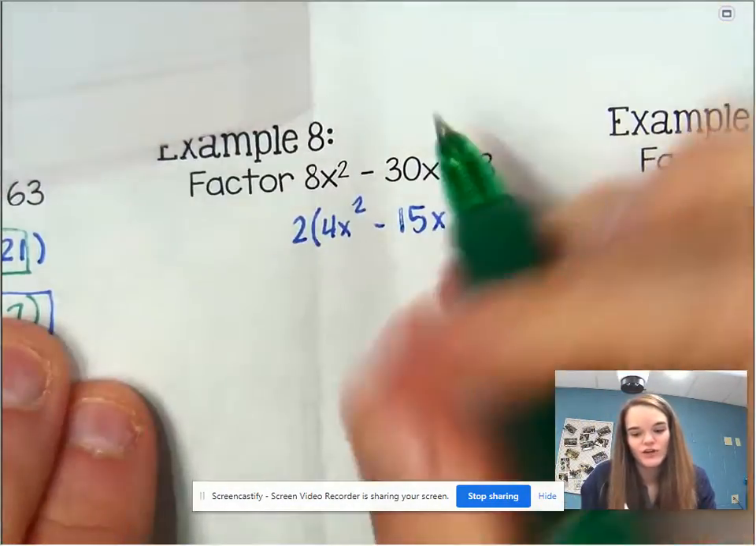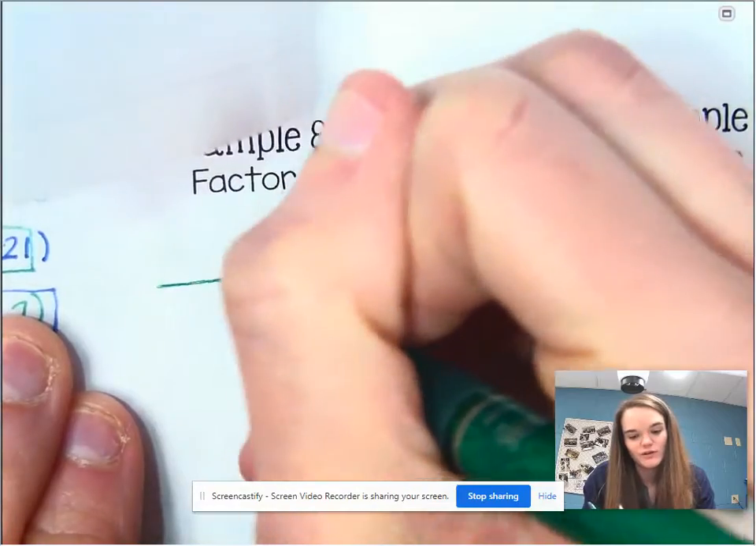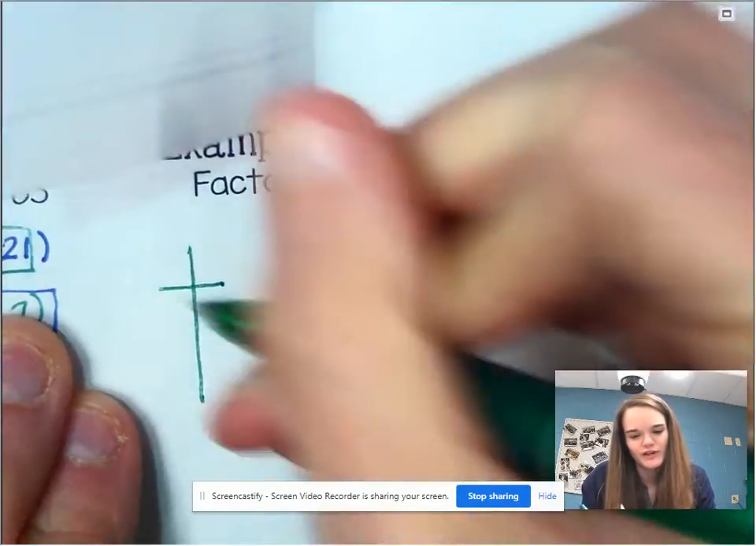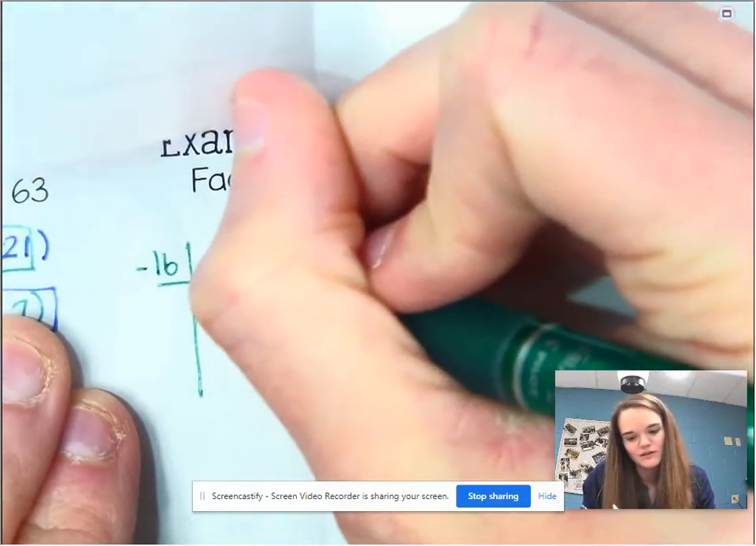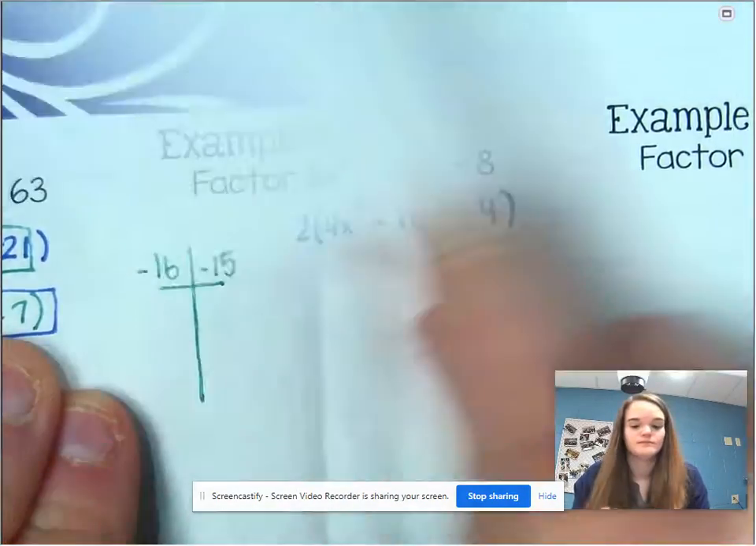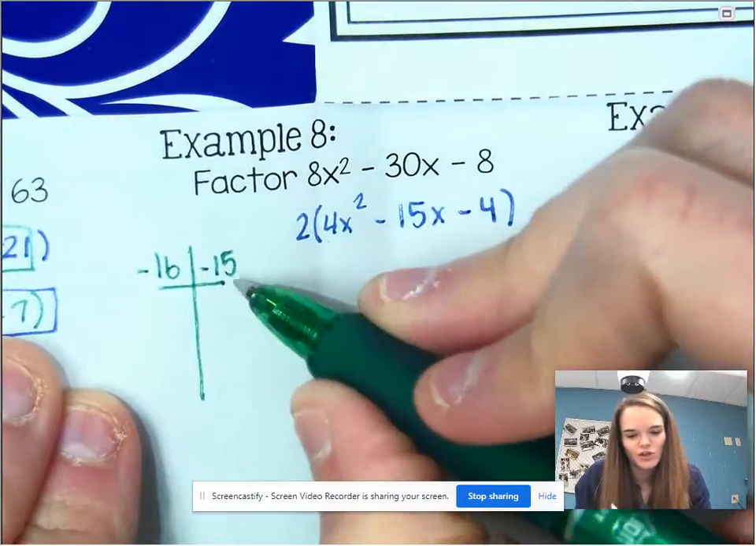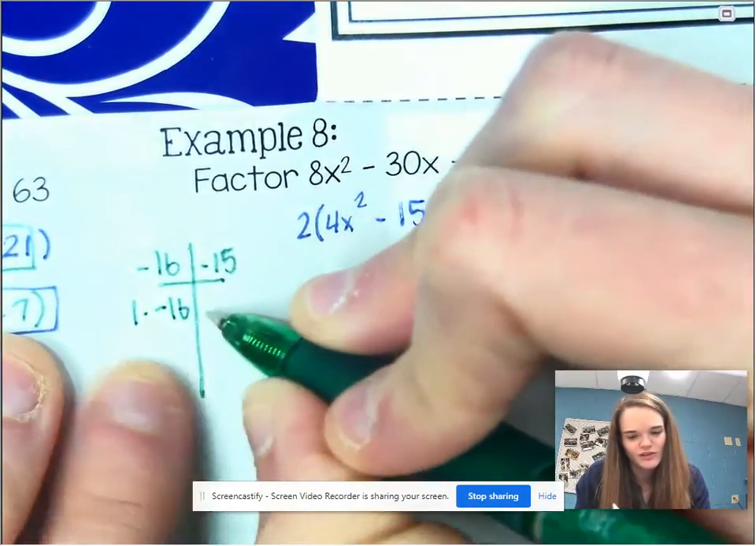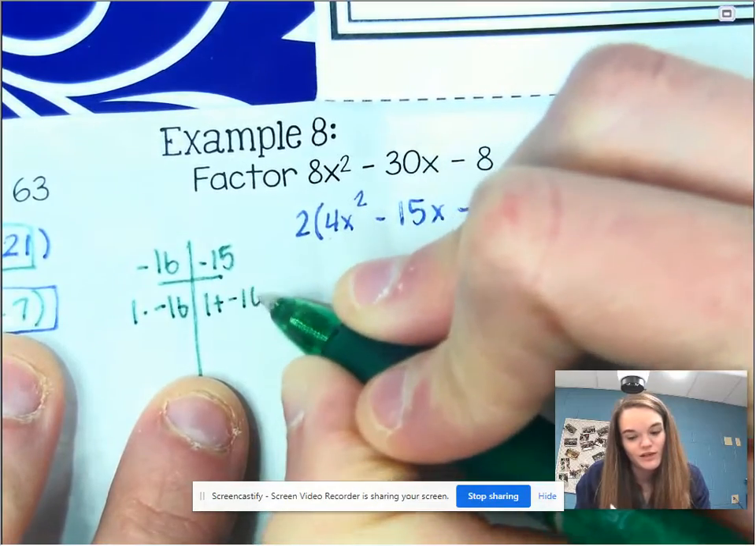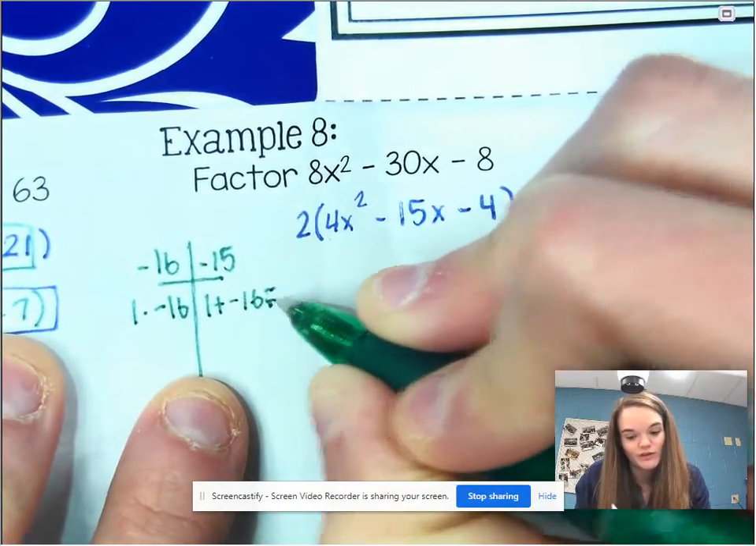So, factors of 4 times negative 4, which is negative 16, that add to negative 15. Okay, the larger number needs to be negative. 1 times negative 16 is negative 16. 1 plus negative 16, is negative 15. That one worked out, the very first one I tried.